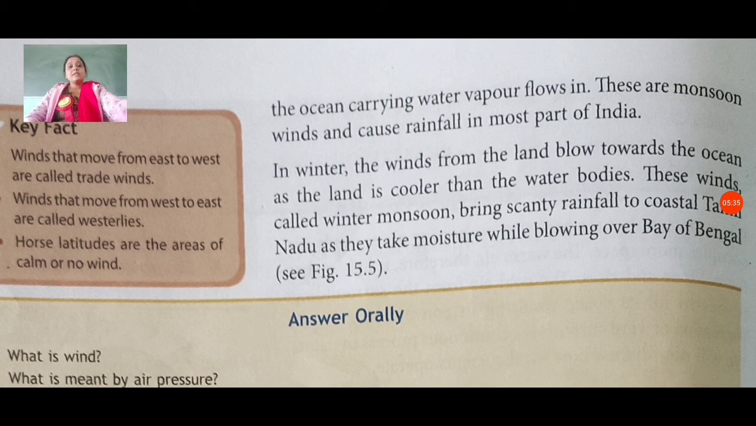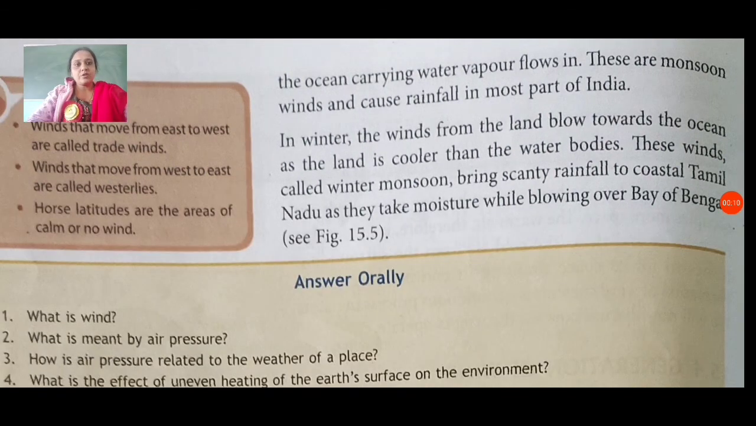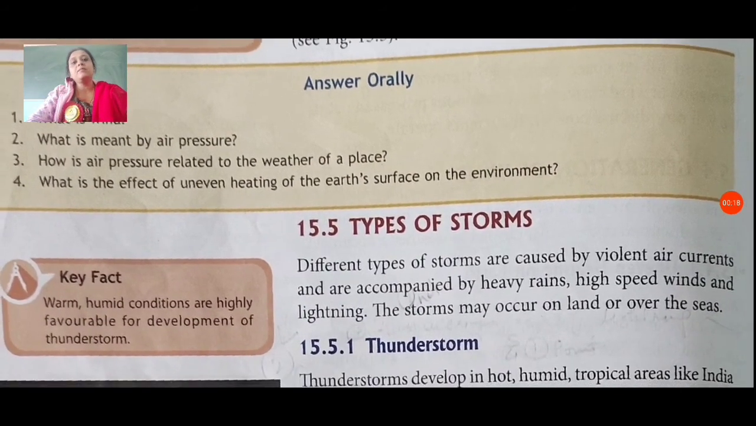In winter, the winds from the land blow towards the ocean as the land is cooler than the water bodies. These winds, called winter monsoon, bring scanty rainfall to coastal Tamil Nadu as they take moisture while blowing over the Bay of Bengal.